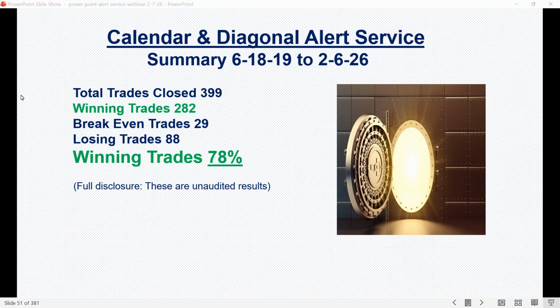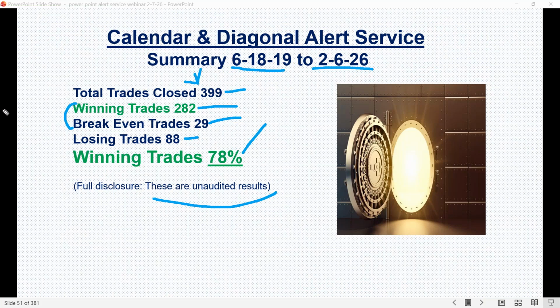And so since starting with these sent out back in June of 2019 through Friday, we've had 399 trades closed out. Of those, 282 were winning trades, 29 break even, 88 were losing trades. Okay, so the win break even rate on this is 78%. Okay, again, unaudited. Now, of all the 5 different trade setups that I send out, these are the ones we typically do the most.